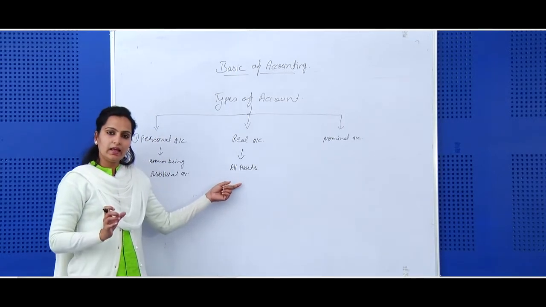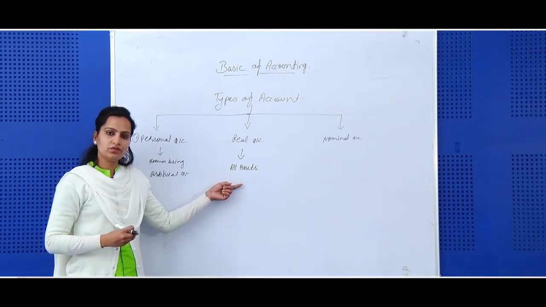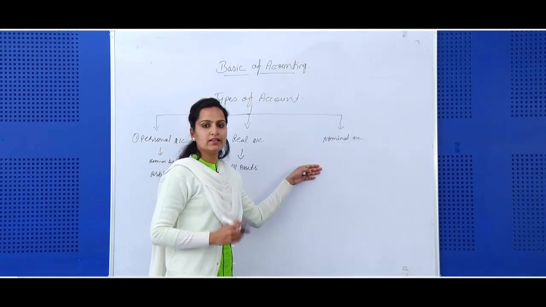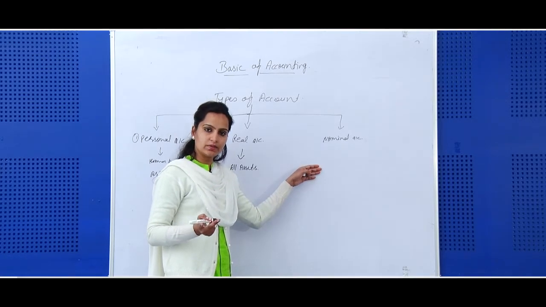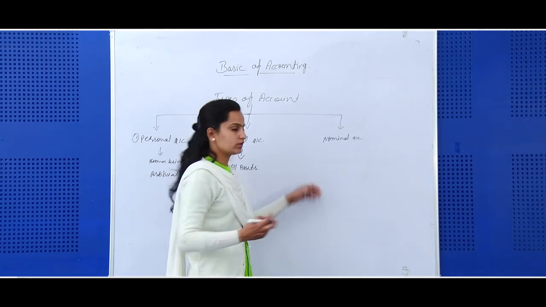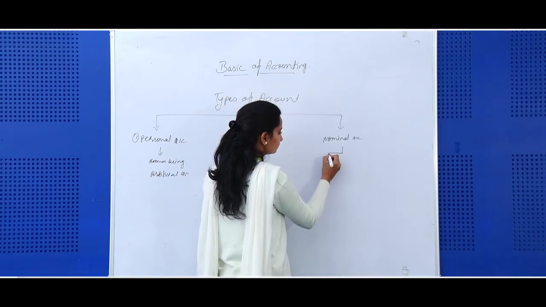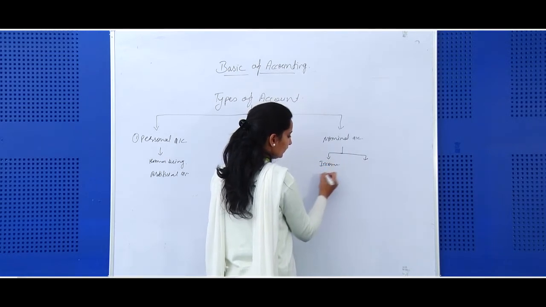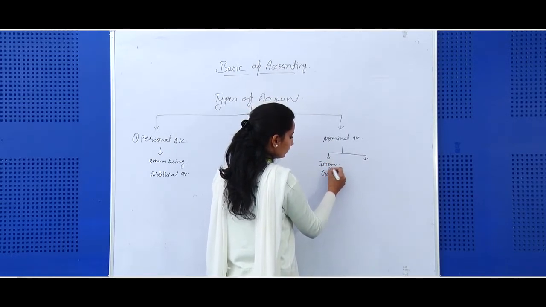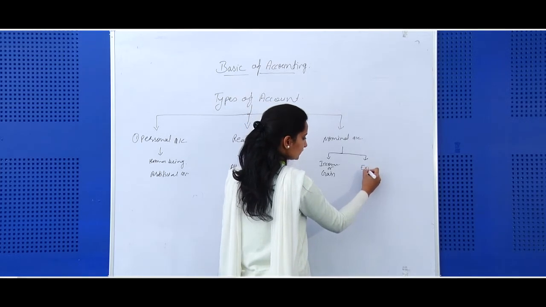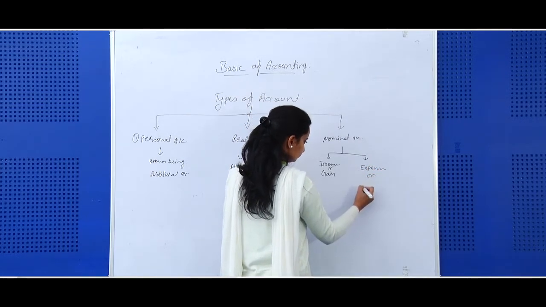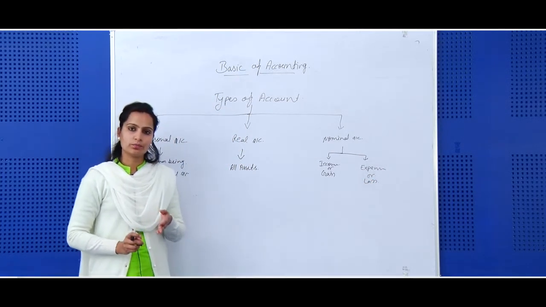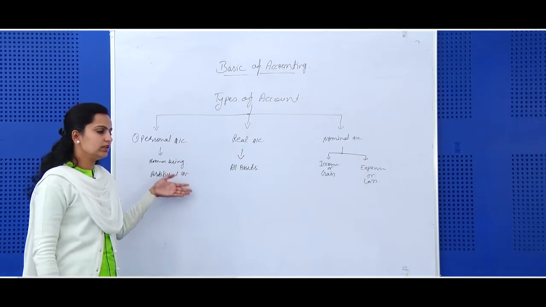Assets means anything that the company owns by its name. That is assets for any company. Now, the nominal account. Nominal account has two parts, the income and the expenses, or we can say the gains and the losses. So, incomes or gains, expenses or the losses. Now, what is the objective to classify these accounts in different sections?